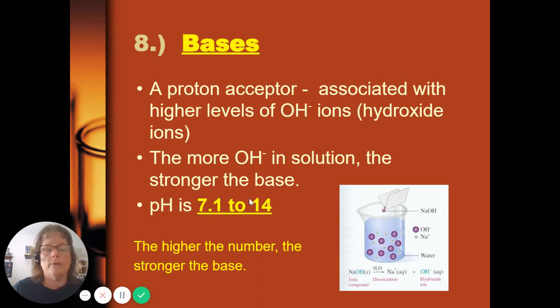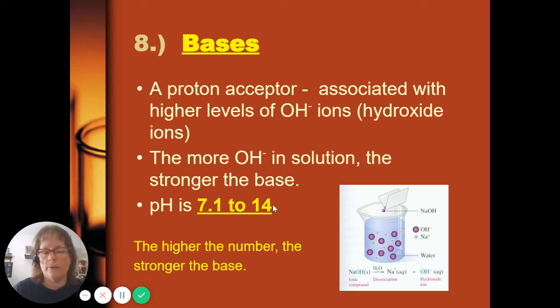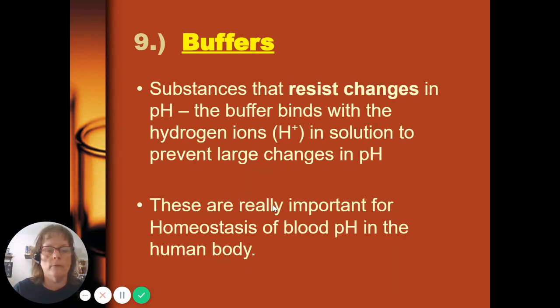Okay, now bases are on the other end of the pH scale. They start at 7.1 and move all the way up to 14. 7.1 is the weakest base, 14 is the strongest base. Okay, the higher the number, the stronger the base.